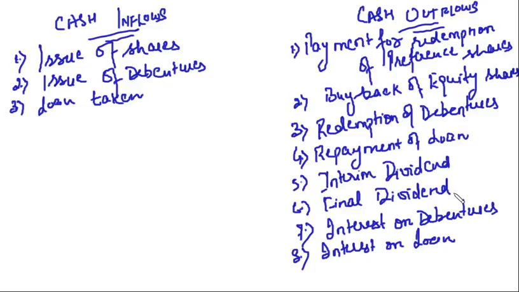Clear? So these are the cash inflows and the outflows when we talk of cash flow from financing activities, and the net of cash inflows and cash outflows we get as net cash flow from financing activities. Clear, friends?